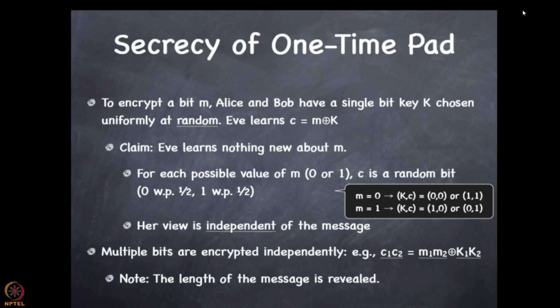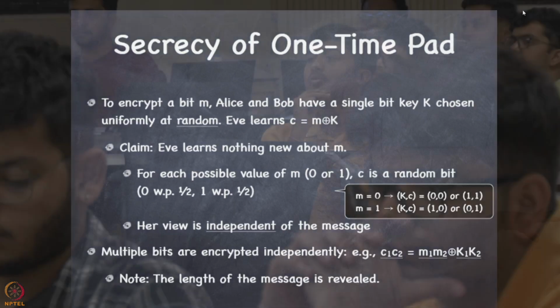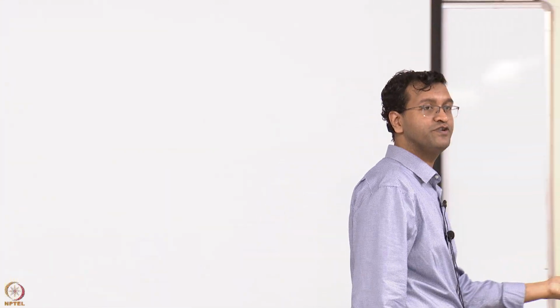I'm saying whatever the message is, fix your favorite message, 0. The ciphertext has a particular distribution. In this case, it's uniformly random. Fix another message, the ciphertext has the same distribution. I don't care about the probability of the different messages. Does that make sense? So if the message was such that it's 0 with probability 0.8 and 1 with probability 0.2, well, in this case, the ciphertext will still be uniformly random.